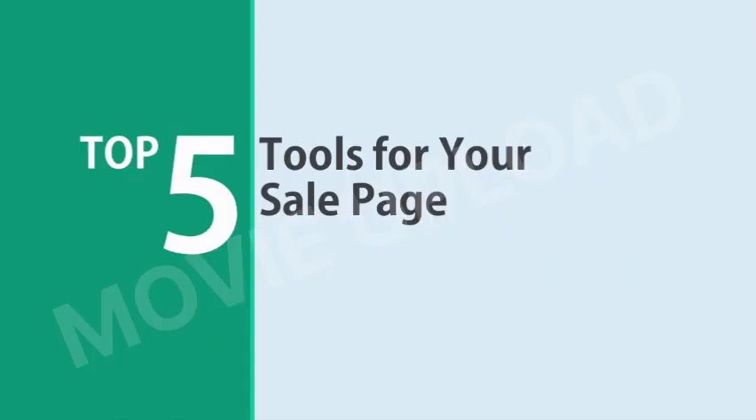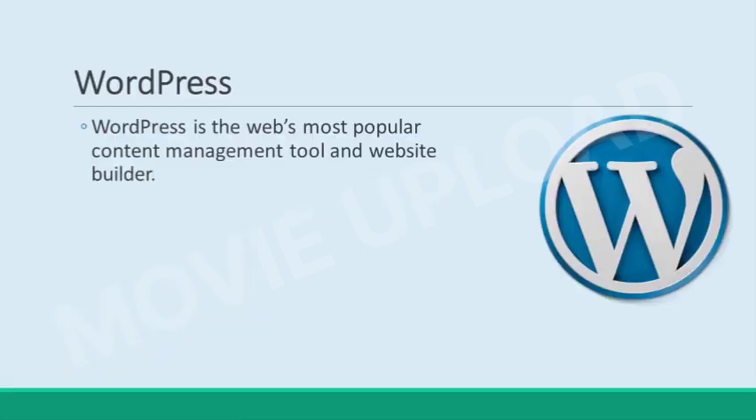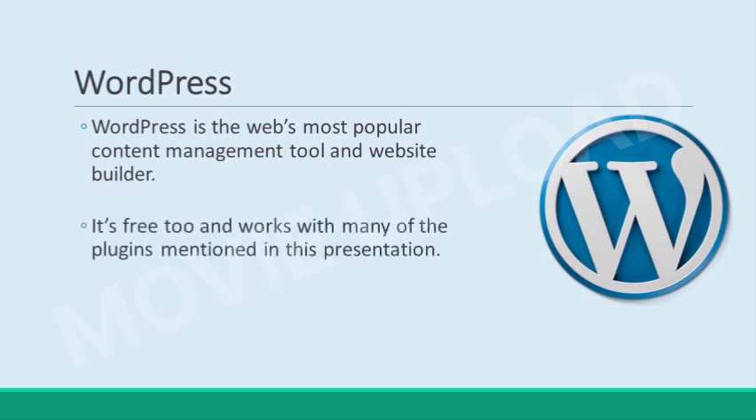Top 5 tools for your sales page. This presentation is going to outline 5 important tools you can use to build your sales page and bring in sales. WordPress. WordPress is the web's most popular content management tool and website builder. This makes it far easier to build a website, and it is used by many of the biggest brands on the net. It's free, too, and works with many of the plugins we're going to describe, so there's no reason not to use it. You'd just be making life harder for yourself.